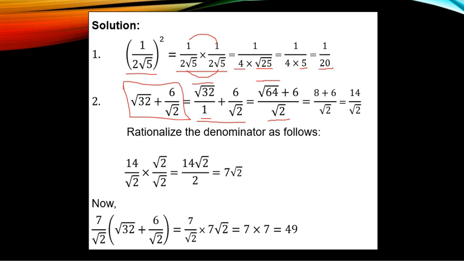The same LCM divided by the second denominator, root 2, you have 1. 1 times 6 is 6. And you know 64 is a perfect square. So its square root is 8, plus 6, all over root 2. So when you add, you have 14 over square root of 2.